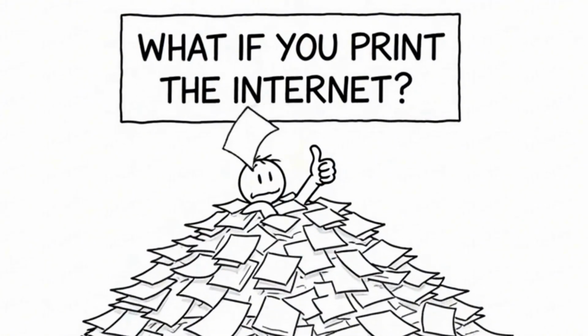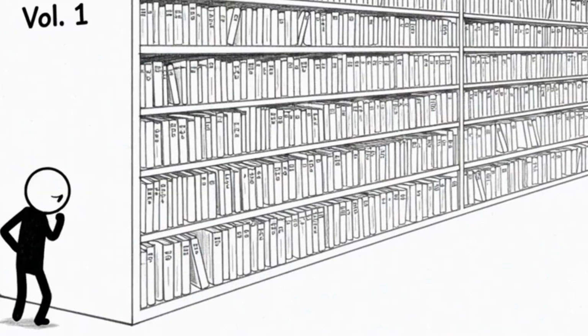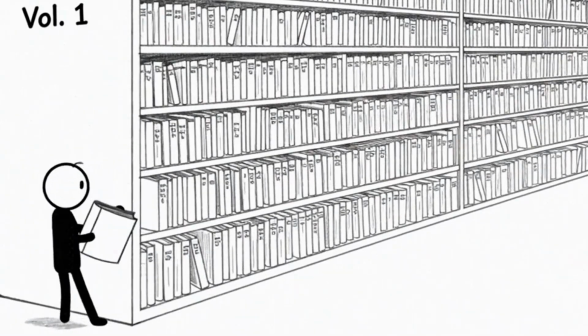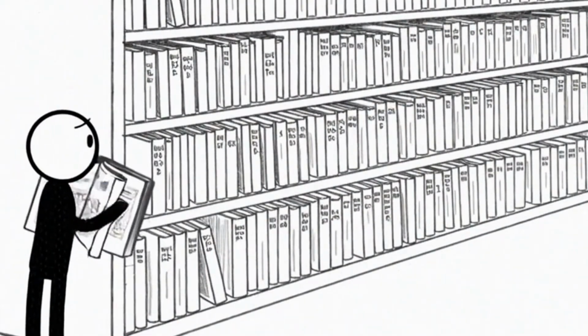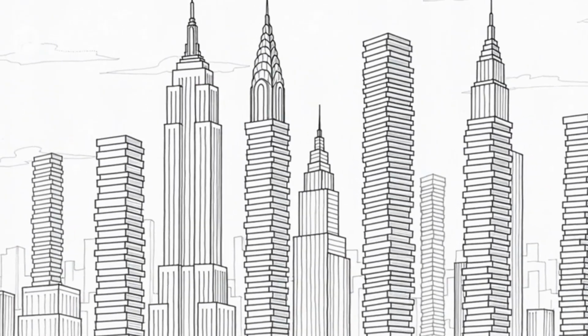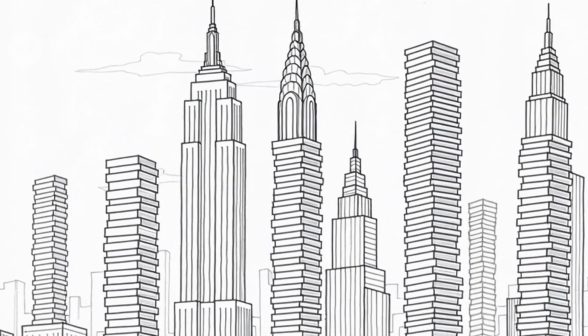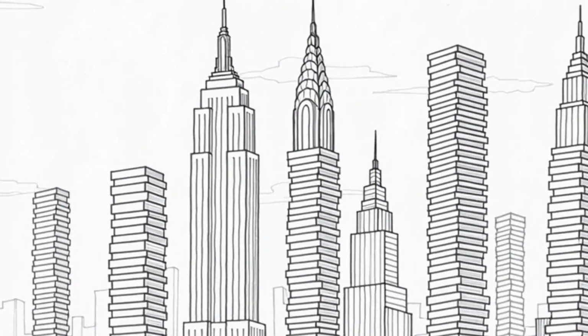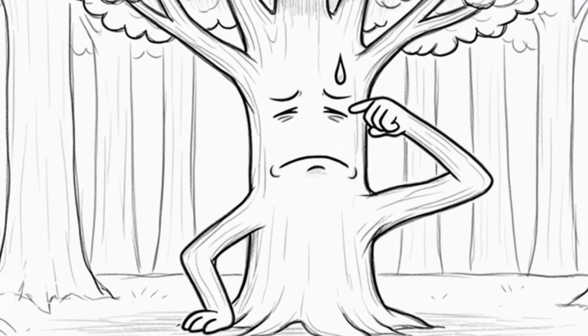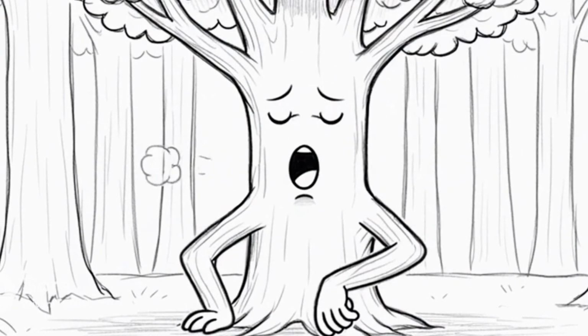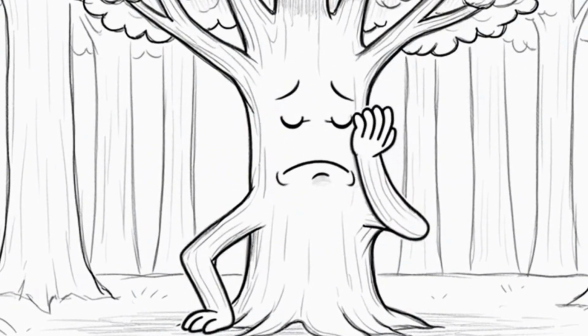The process begins. All the text content on the internet, articles, books, social media posts, website code, the English Wikipedia alone, if you remove the images, would take up about 3,000 encyclopedia volumes. The entire text internet is a library the size of, well, say New York City. It's a lot, but we can still digest it. The Amazon rainforest is still safe, for now.